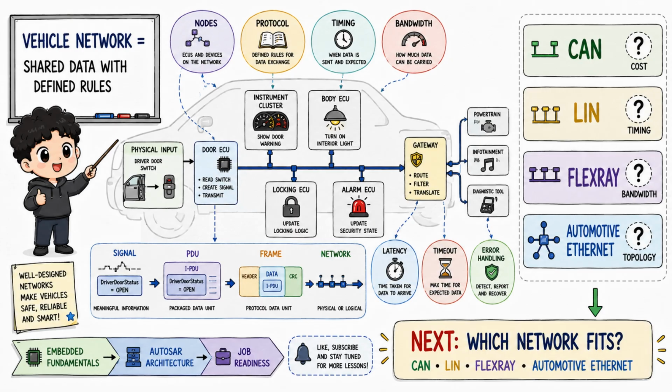physical transmission. The driver door example now becomes one complete chain. The switch changes, the door ECU creates a logical status, communication software prepares it, the controller and transceiver transmit it, and several receiving ECUs use the same information for different functions.